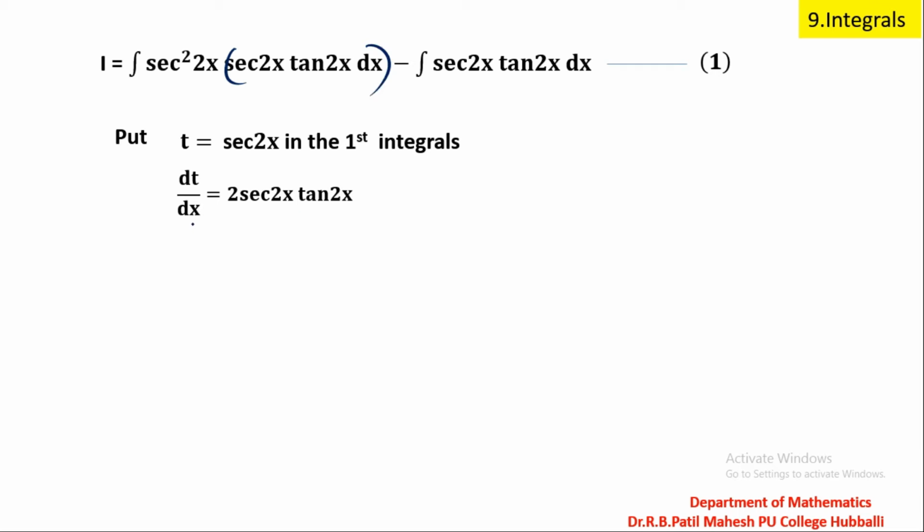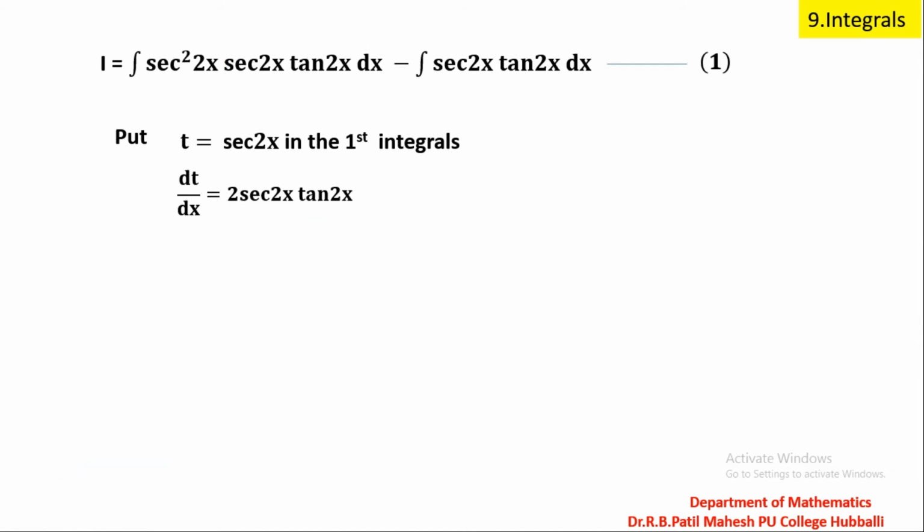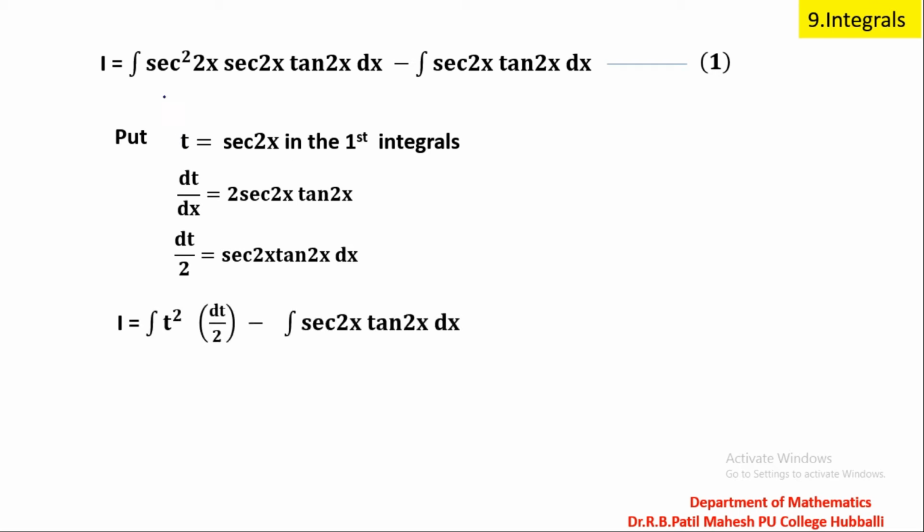So dx will go to the right hand side, and 2 will go to the left hand side. Is this substitution? Yes, definitely by substitution. You have seen it many times. So dt by 2 is equal to sec 2x tan 2x dx. So equation 1 will be secant square 2x, tan square, because you have taken sec 2x as t, and sec 2x tan 2x dx is dt by 2. So the first integral turns into t square into dt by 2.